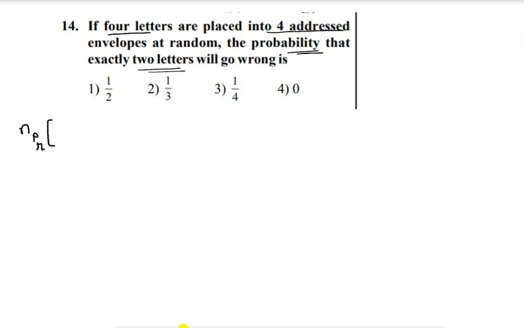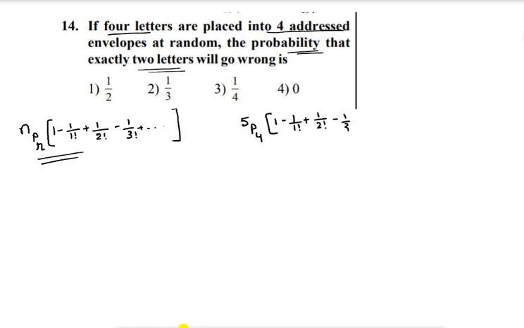Out of n letters, the number of ways exactly r letters will go to the wrong address is n P r into 1 minus 1 by 1 factorial plus 1 by 2 factorial minus 1 by 3 factorial plus and so on up to 1 by r factorial. Suppose out of 5 letters exactly 4 letters will go to the wrong address, we can write 5P4 into 1 minus 1 by 1 factorial plus 1 by 2 factorial minus 1 by 3 factorial plus 1 by 4 factorial. So this is the derangement principle.